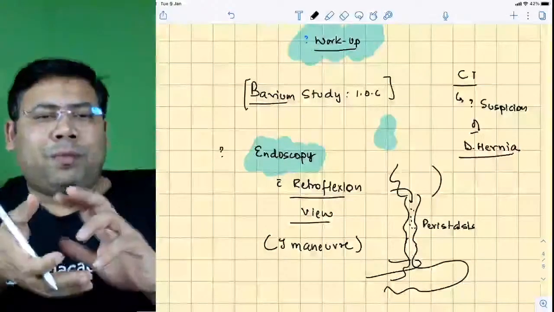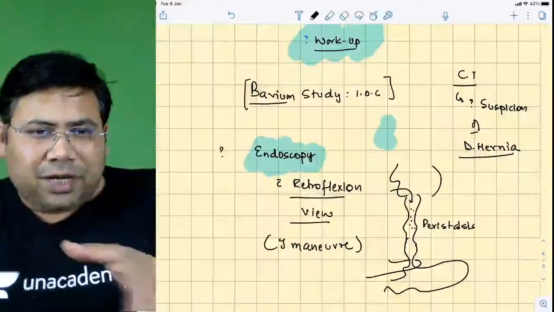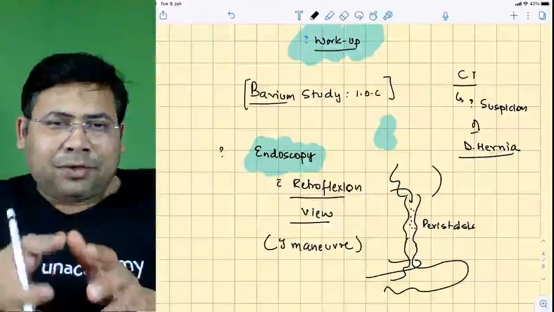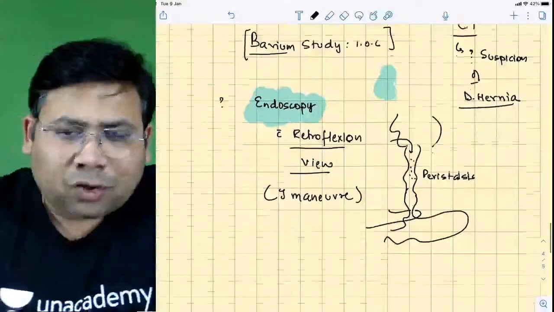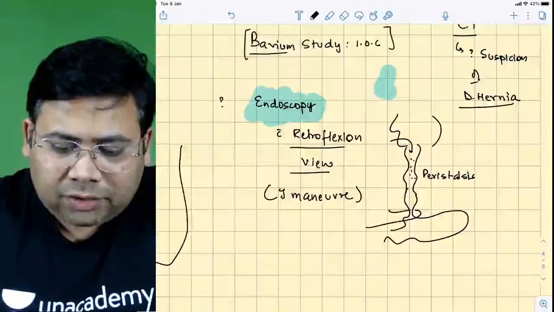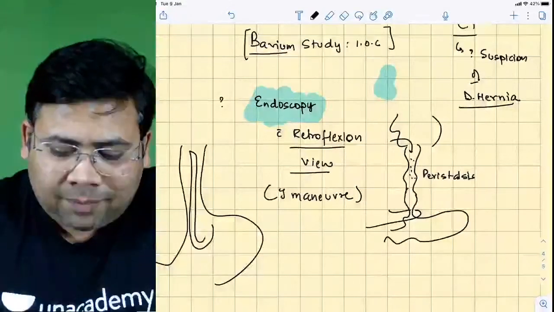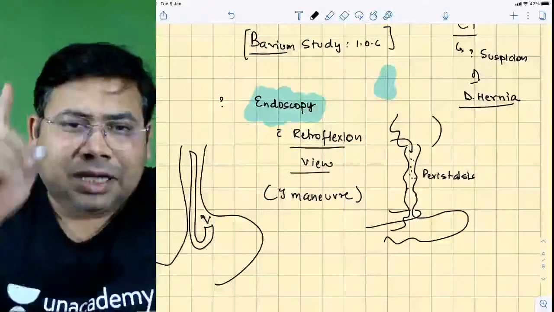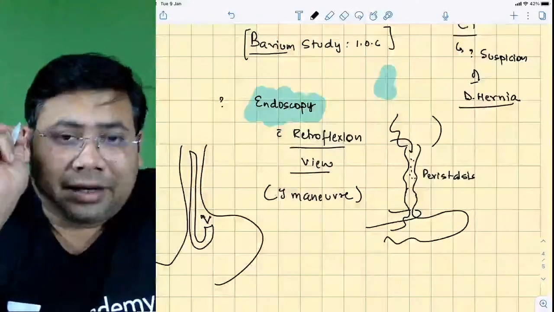You must have seen those big wheels on the endoscope. The smaller one is for fine adjustment left and right, and the bigger one is for anterior and posterior folding of the endoscope. So when your endoscope has gone and you do a J maneuver, the endoscopic cable will twist like this, and now you will be seeing the roof, and this is going to differentiate and tell you a sliding hernia. Have you ever seen a sliding hernia? I will show you a very decent case of sliding hernia.